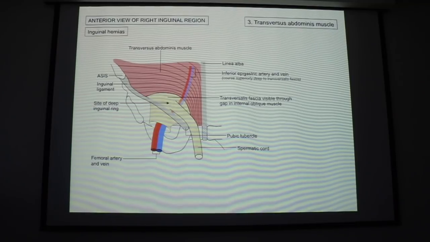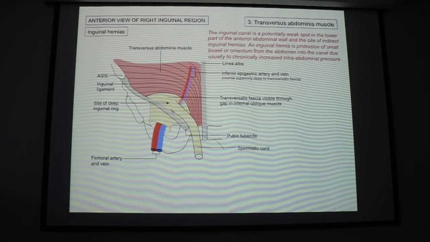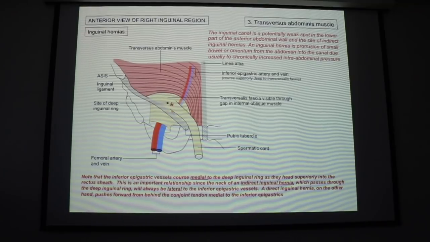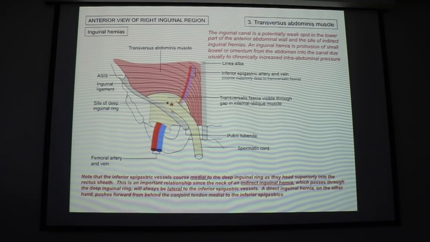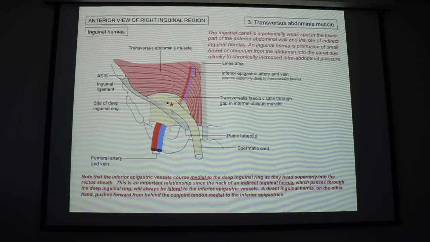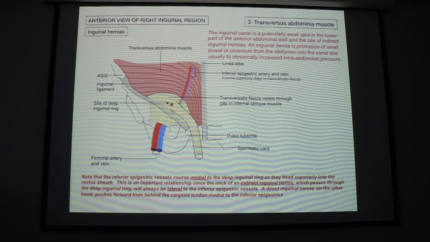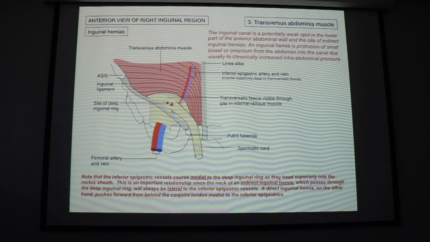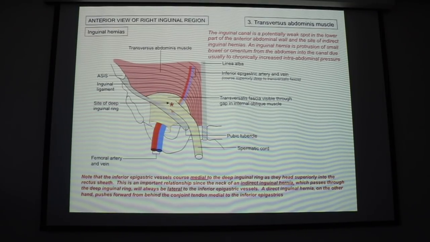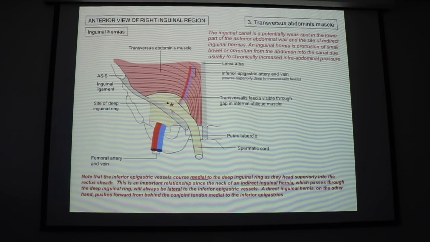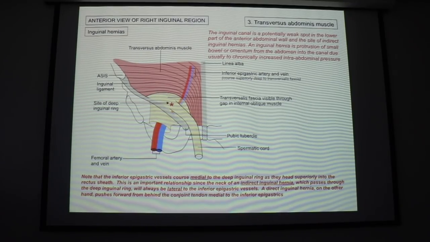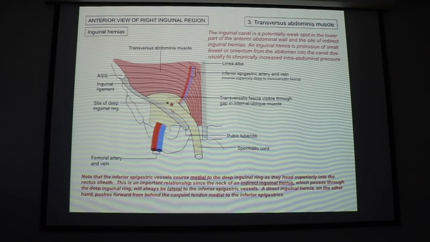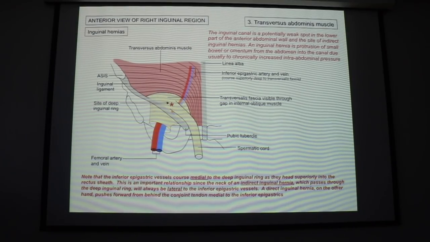Now, transversus abdominis, we talked about it. This point where I am putting the star is the place for the deep ring. And if a hernia follows the deep ring and the superficial ring, we call it an indirect hernia. And if a hernia doesn't follow the deep ring, and only comes through the superficial ring, we call it a direct type of hernia. Physically, when you see the patient without opening, without surgery, sometimes it becomes difficult to differentiate whether this is a direct or indirect hernia, because you cannot see the inferior epigastric vessels.